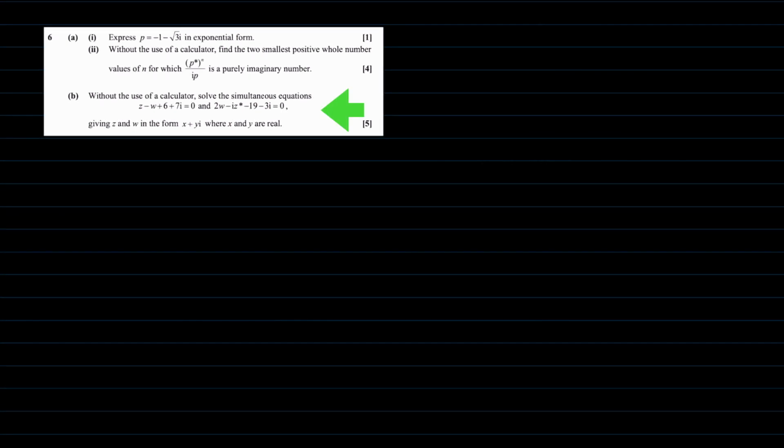Now moving on to 6 part B, without using the calculator, solve the simultaneous equation involving complex numbers z and w. We are going to express them in the form of x plus yi. Now before you jump in, make sure you scan the question and plan in advance what you can do. From the first statement, I can see that w can be isolated and substituted into the second equation. So what we can do is to make w the subject, which equals z plus 6 plus 7i. And we can substitute this into this equation.